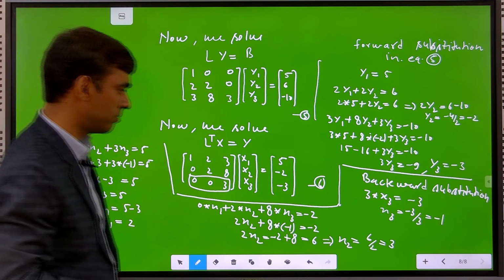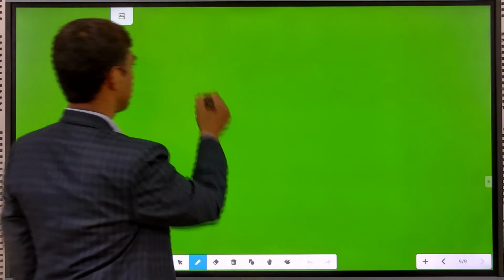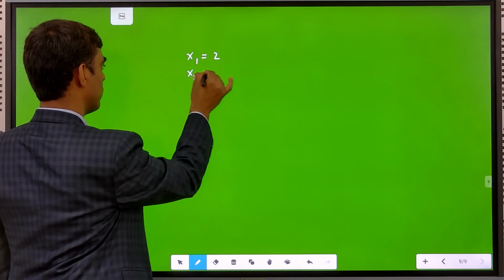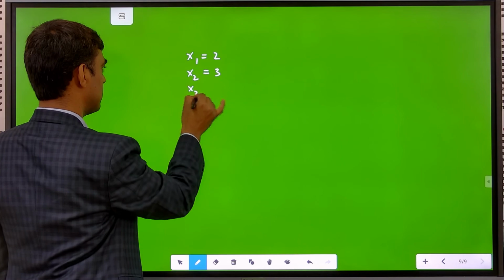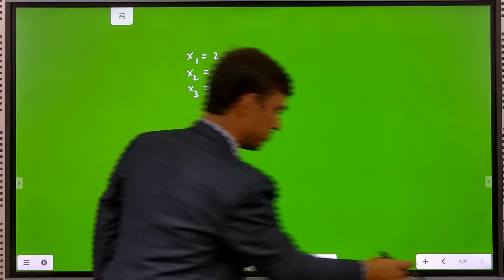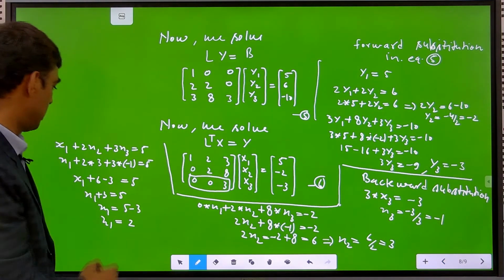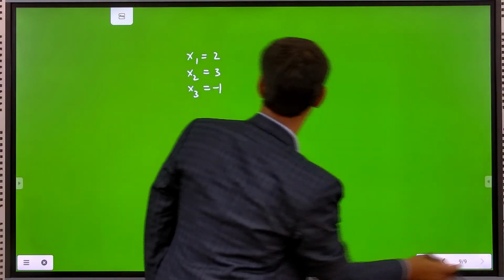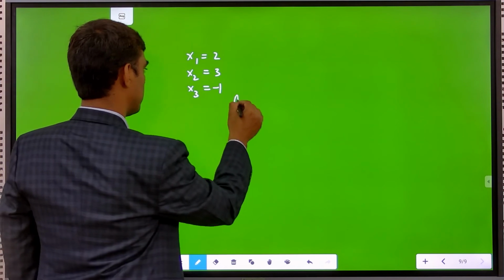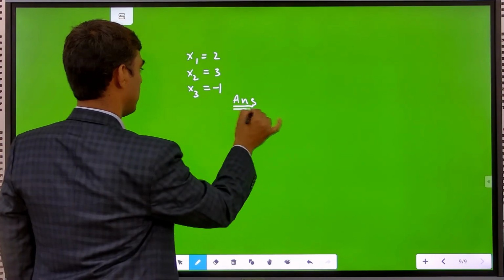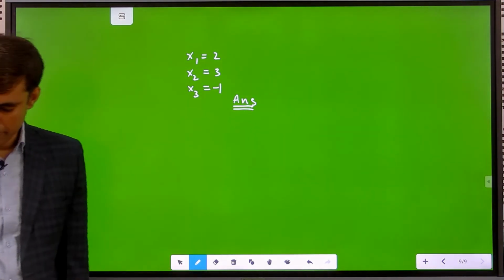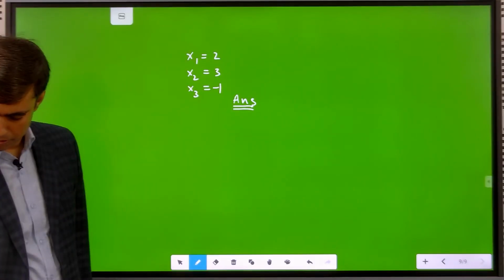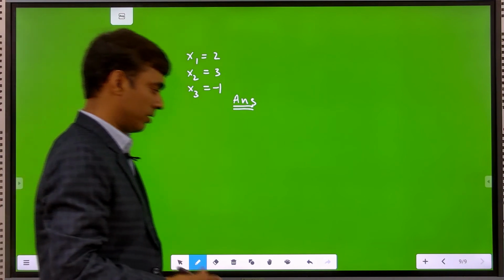So what is the answer? The answer is x1 equals 2, x2 equals 3, and x3 equals -1. Once we verify this, x1 equals 2, x2 equals 3, and x3 equals -1. So this is the answer: 2, 3, and -1. We verify whether this is the answer or not, and this is the answer.